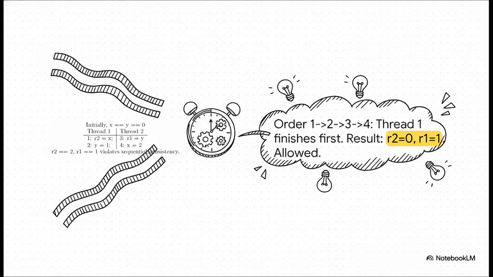Let's say thread 1 goes completely first. It reads x, which is 0, and then writes 1 to y. Then thread 2 gets its turn. It reads y, which is now 1, and writes 2 to x. The final score? R2 is 0, R1 is 1.